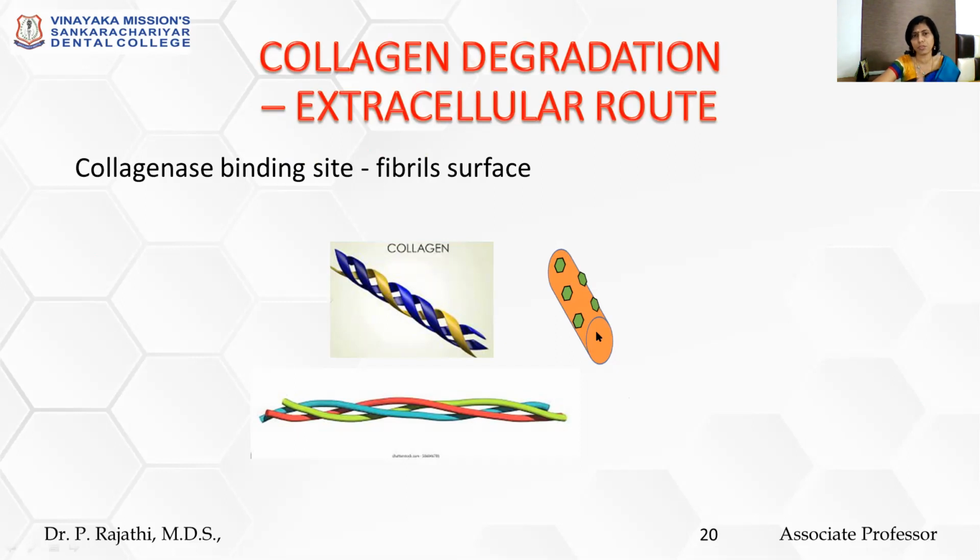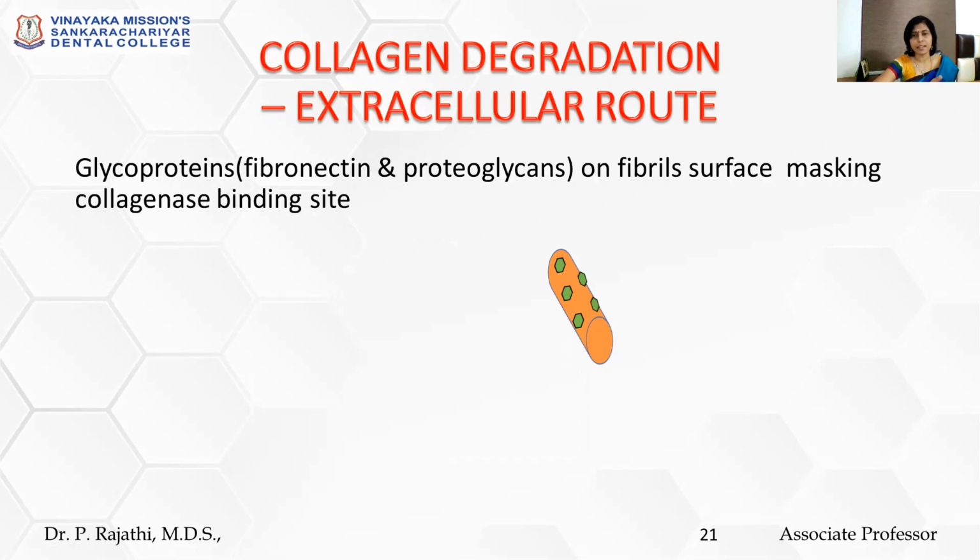So on the surface of the fibril, there are collagenase binding sites. This collagenase binding site is going to be masked by glycoproteins, that is fibronectin and proteoglycans. We'll talk in detail about this during the ground substance. Just remember here, ground substance is made up of glycoproteins and proteoglycans. So the fibril surface is going to be masked by the glycoprotein, and the fibril surface is going to have the collagenase binding site.